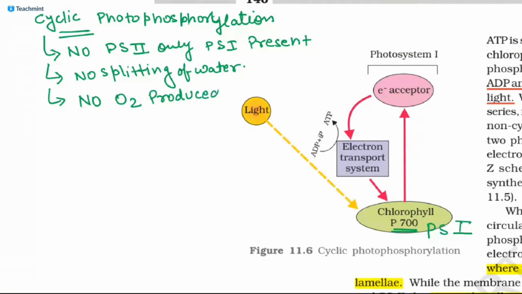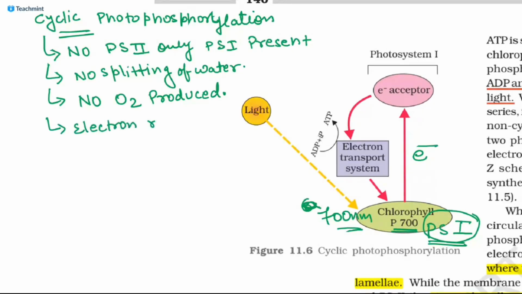Now let's discuss the electron also. Photosystem 1 excites the electron due to light. Which wavelength of light is here? It is 700 nanometer. It excites the electron, which goes to the electron acceptor, and then through the electron transport system it comes back again to photosystem 1. So can we say that the electron returns back? Yes, the electron returns back to photosystem 1.